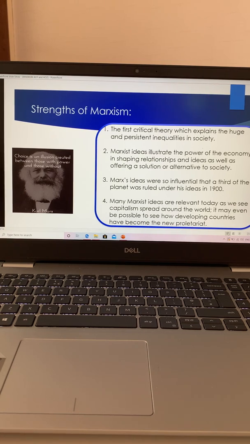Marx's ideas are really influential. Some people took it so far and tried to create this communist society. So he was a really influential sociologist. And some of his ideas are still relevant. You know, we still see capitalism all around the world. And how have some developing countries become the proletariat? So it's not on an individual basis anymore. It's on a countrywide basis. So you think some of those places that are creating your clothes for really cheap labour, they are the proletariat. They are working for those big companies, providing them with profit.